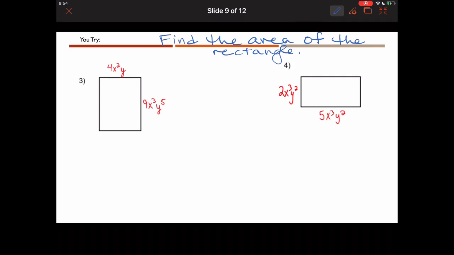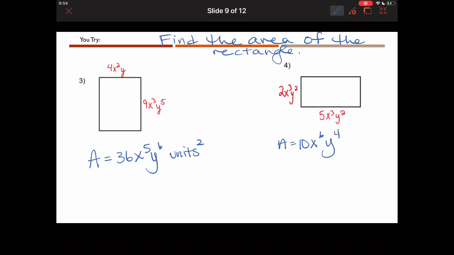All right, welcome back. Hopefully you worked through these and you found that the area of this one here is going to be 36x to the 5th y to the 6th units squared. And then number 4 is going to be 10x to the 6th y to the 4th units squared, right? We're multiplying the base times the height, or the length times the width. And remember, when we multiply with exponents with like bases, we add the exponents.